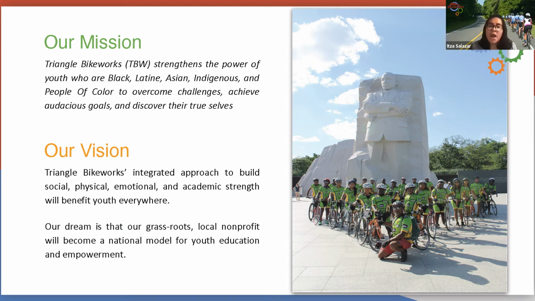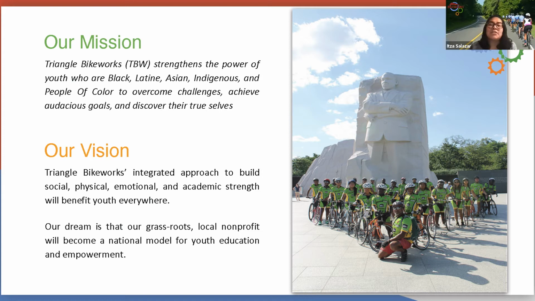Triangle Bikeworks is a youth empowerment nonprofit located in Carrboro, North Carolina. At Triangle Bikeworks, we use biking and outdoor activities to engage BIPOC youth in organized cycling, untold history, and environmental education to strengthen their efforts to overcome challenges, achieve audacious goals, and discover their true selves. Our programs are open to middle school and high school age youth in Orange, Durham, Chatham, and Wake County. It's 100% free for all our participants, and we provide all the gear you need, like a bike and cycling clothes. And yes, we have upgraded our bikes. They weigh so much less than what they used to back in 2010.